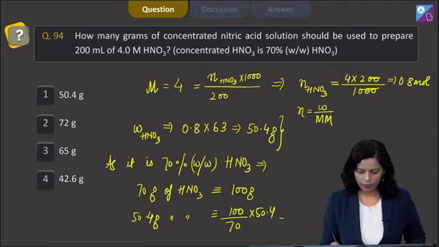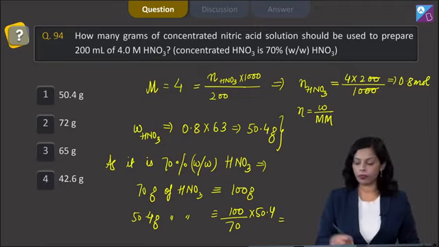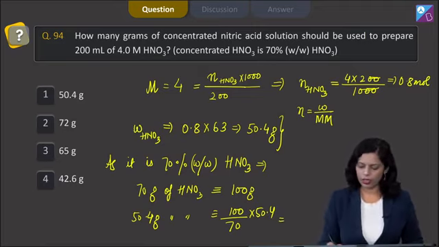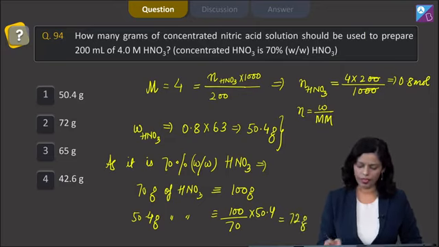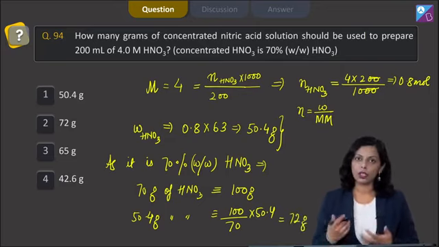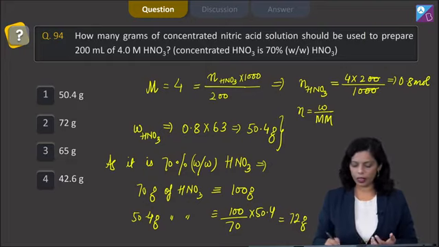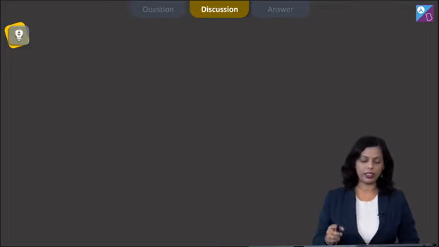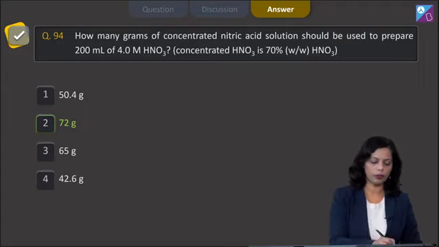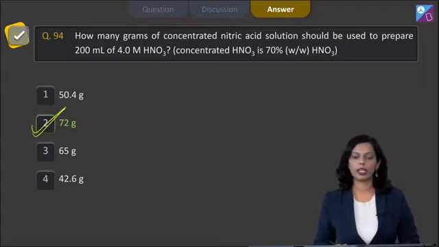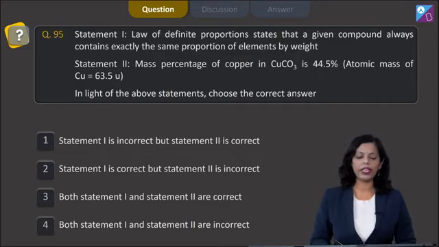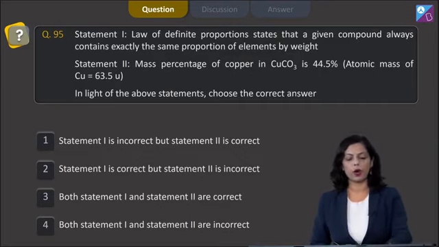So to solve this, simple. Your turn to calculate the final answer. Yes, if you solve this, you will find this answer comes out to be 72 gram. So the amount that actually you need to take is 72 gram, and yes, this answer is given here in option 2.